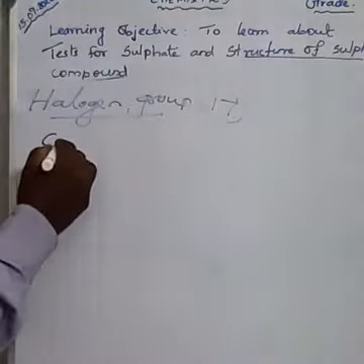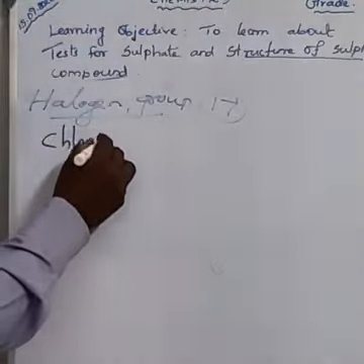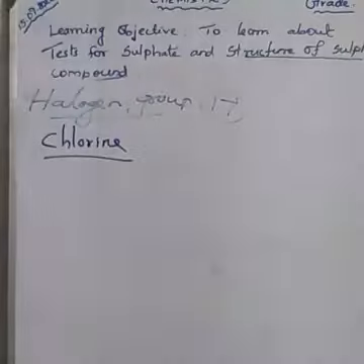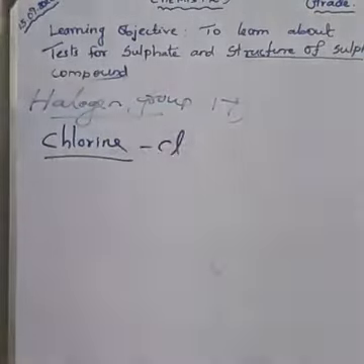We are taking chlorine in this syllabus. What is the symbol of chlorine? Cl is the symbol of chlorine. The halogens are present in combined form. They are highly reactive.